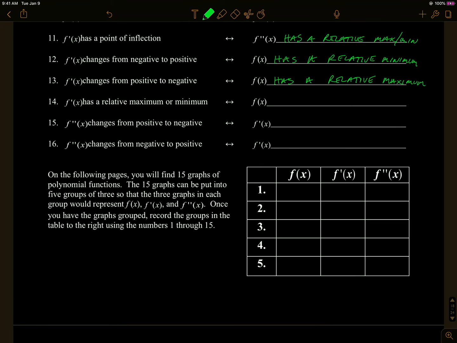F prime of x, so the derivative, has a relative maximum when f of x has a, no, this should be an f double prime here. This is a typo, sorry. No, I want to say here that when the derivative has a relative maximum or minimum, we know that on the second derivative, there's a 0. It crosses the x-axis. It changes signs, the second derivative. So that means that f would have a point of inflection.